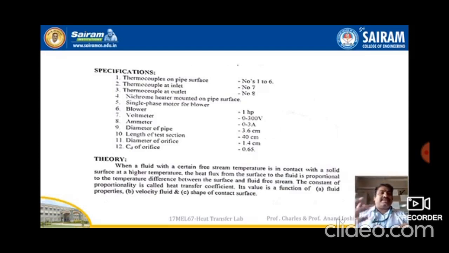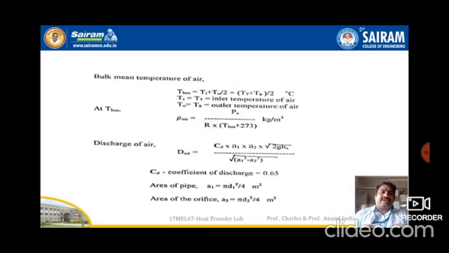I already explained a little about the theory behind forced convection. Whenever a fluid at a certain free stream temperature is in contact with a solid surface at a higher temperature, the heat flux from the surface to the fluid is proportional to the temperature difference. According to Newton's law of cooling, Q is equal to hA delta T. Fluid properties like velocity and the shape of the contact area are all considered for the rate of heat transfer. So we have to consider the bulk mean temperature of the air.